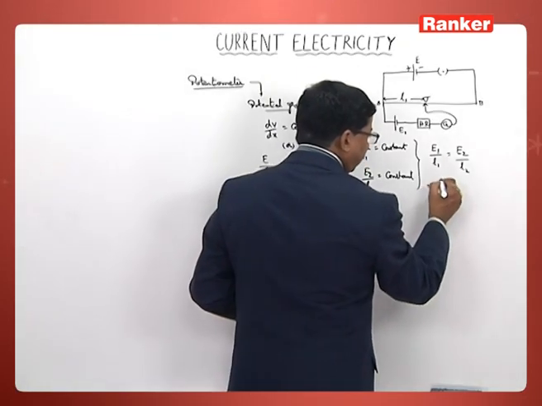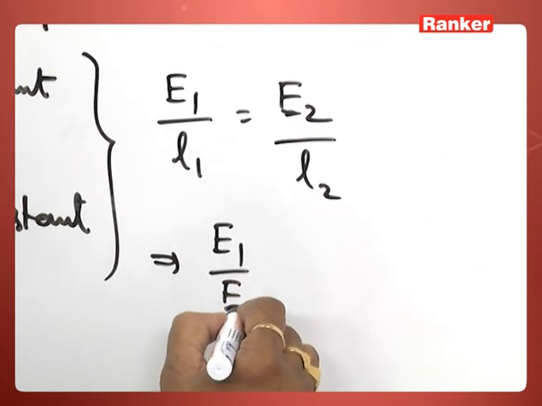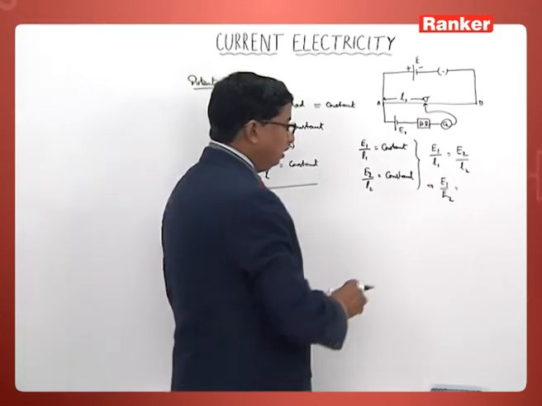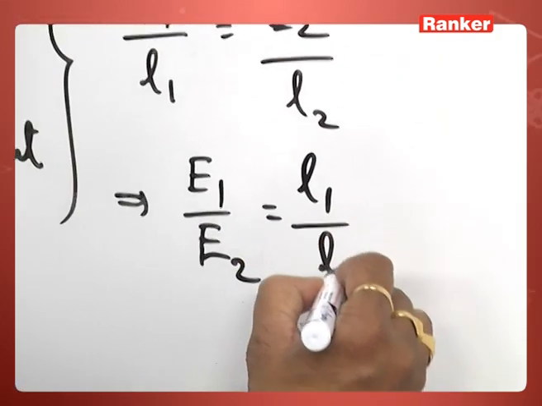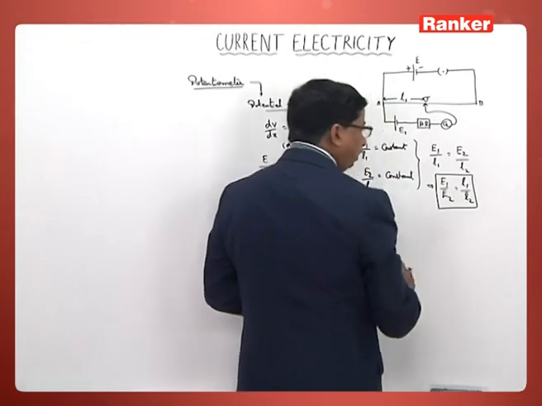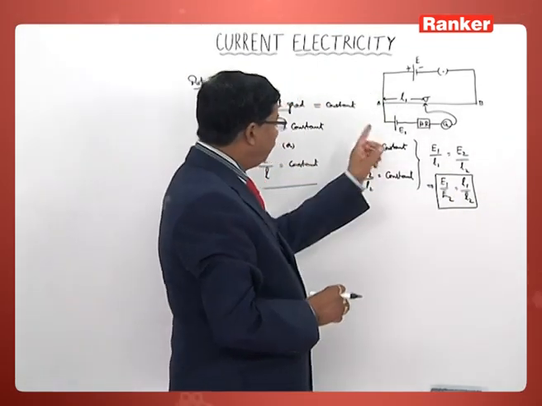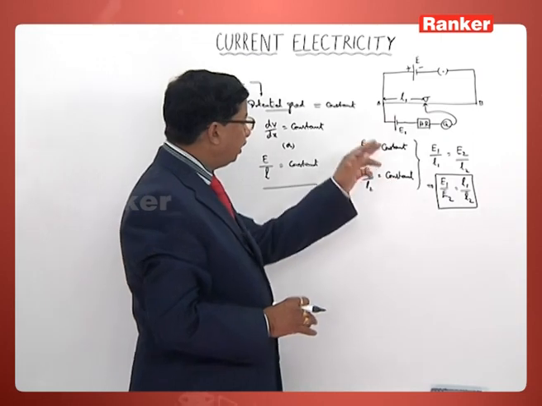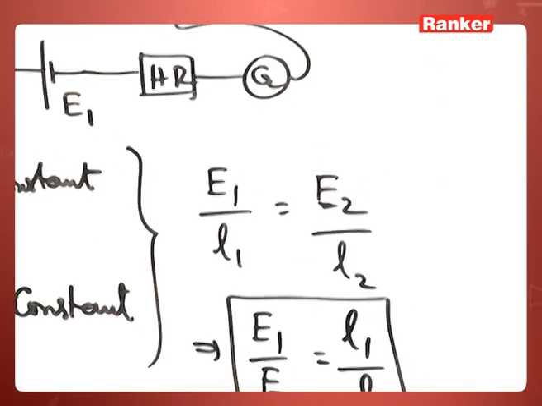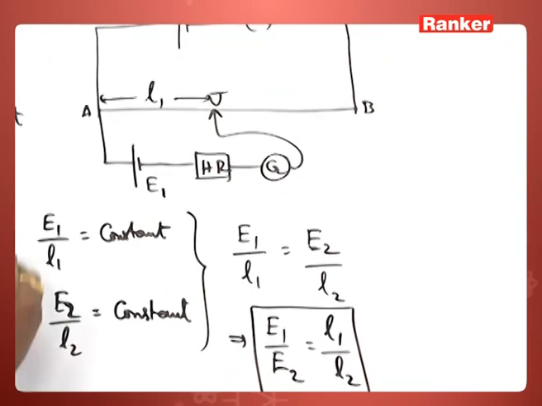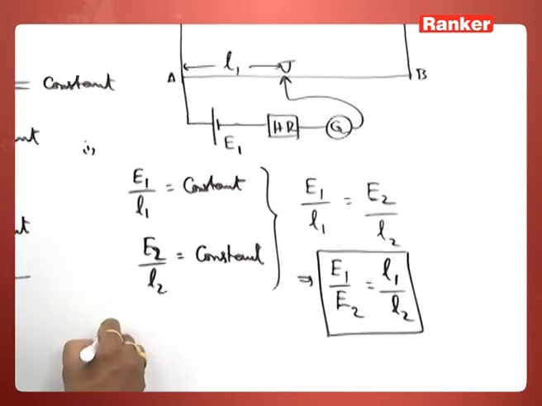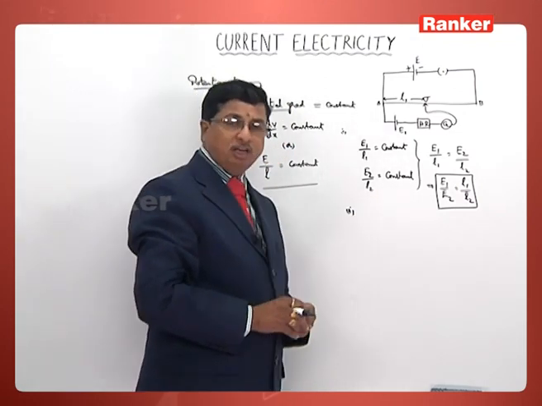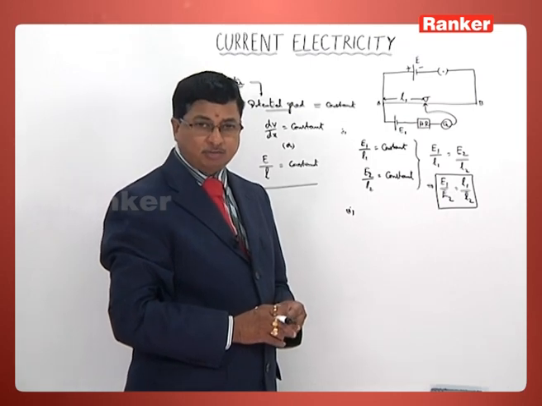Then what would be the way of comparing the EMFs now? E1 by E2, which is the ratio of EMFs of two different cells, is equal to L1 by L2, we can directly write. L1 is the balancing length when the first cell is connected in the secondary circuit. L2 is the balancing length when the second cell is connected in the secondary circuit. Now the same experiment you can perform in a different way also, which gives a different equation for us to determine the ratio of EMFs of two given cells.